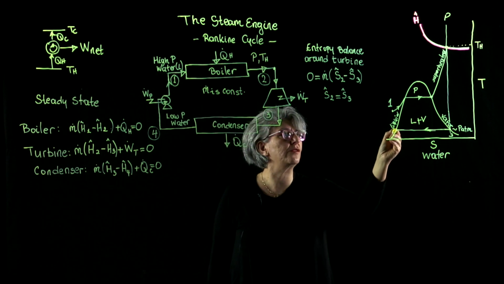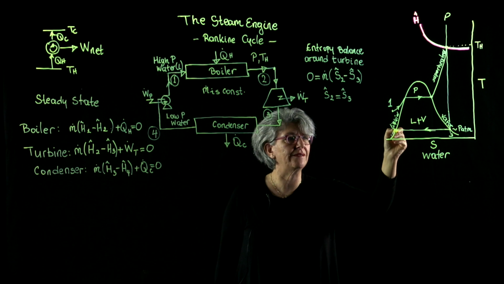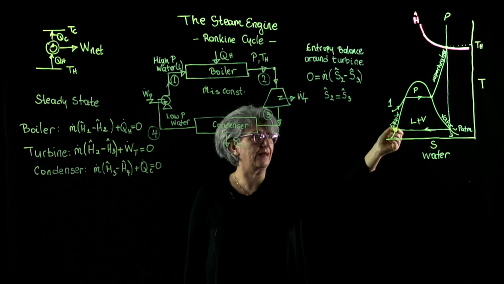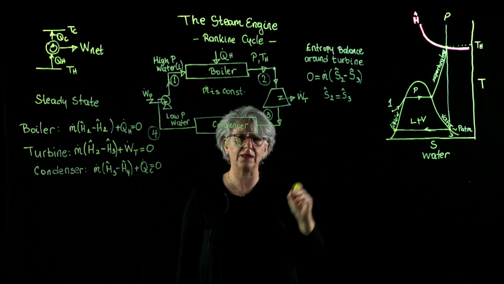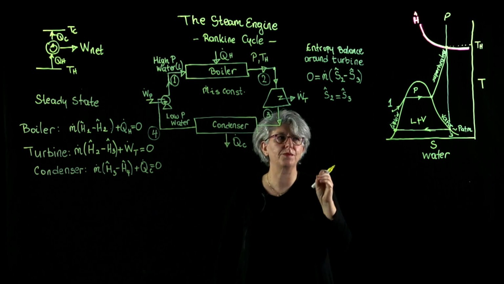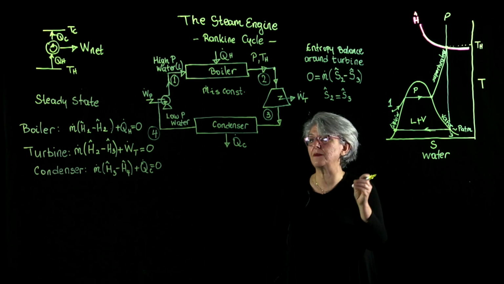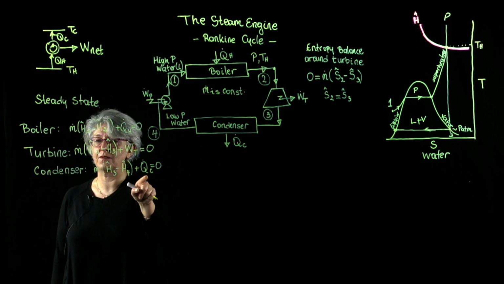And I know my point 4. I know the pressure that I have started with. I will end up at the same pressure, and I will be on the saturated liquid line on the temperature entropy diagram. So I know the state. I know all the variables. I can calculate condensation heat.